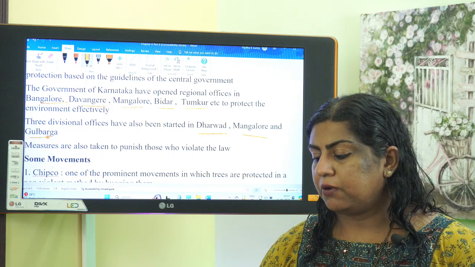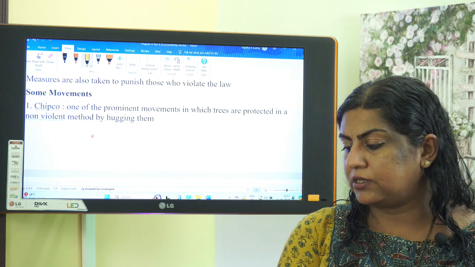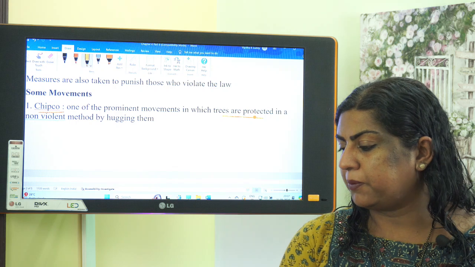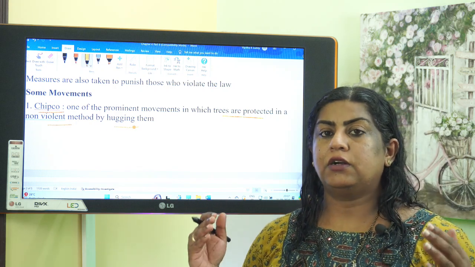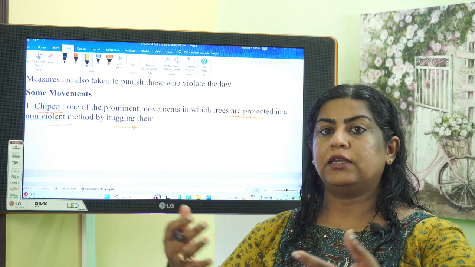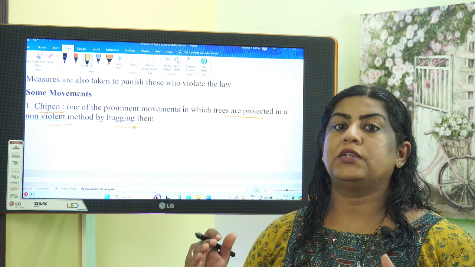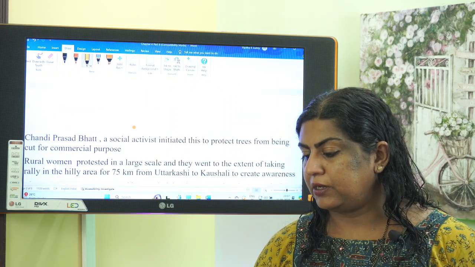Now let us see some of the movements regarding environment protection. First is the Chipko movement, one of the prominent movements in which trees are protected in a non-violent method by hugging them. We have heard of the Chipko movement. By hugging the trees in a non-violent way, the trees are protected and prevented from being cut. Chipko movement is very famous.